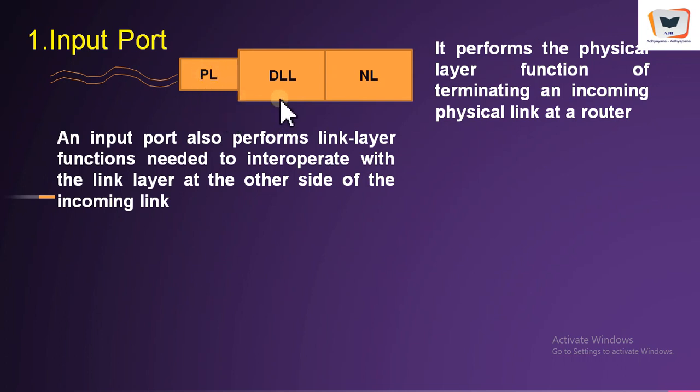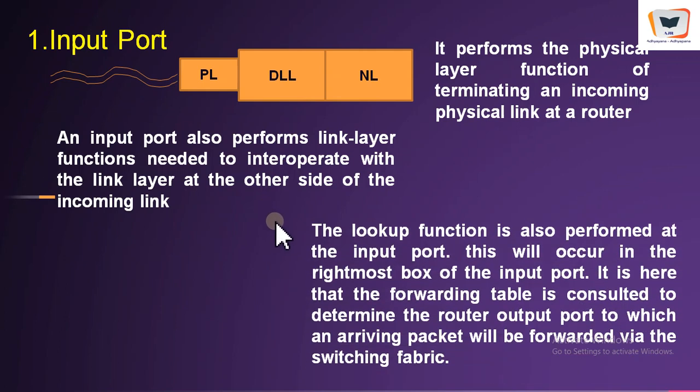Next, as the information moves in bit form to the data link layer, functionality should be rendered on this incoming information, whether packets or frames, and then it should be passed to the network layer. An input port also performs the link layer functions needed to interoperate with the link layer at the other side of the incoming link.